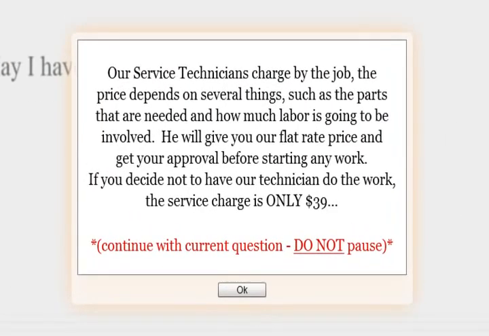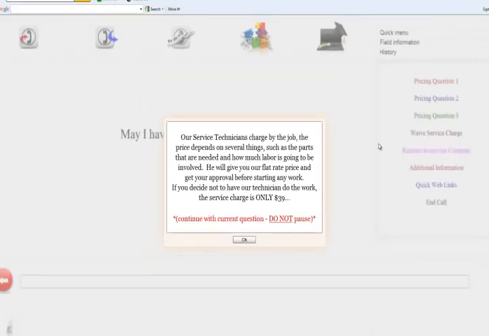Our service technicians charge by the job. The price depends on several things, such as the parts that are needed and how much labor is going to be involved. He will give you our flat rate price and get your approval before starting any work. If you decide not to have our technicians do the work, the service charge is only $39.